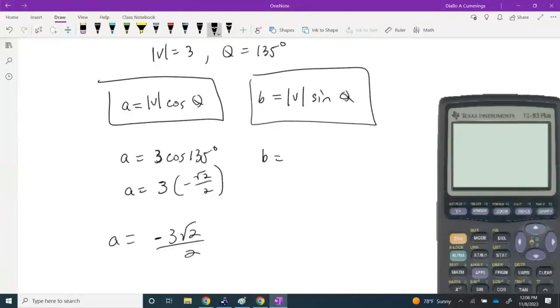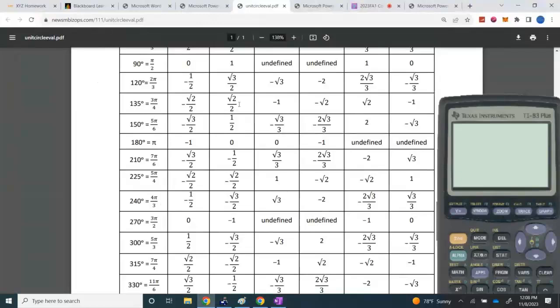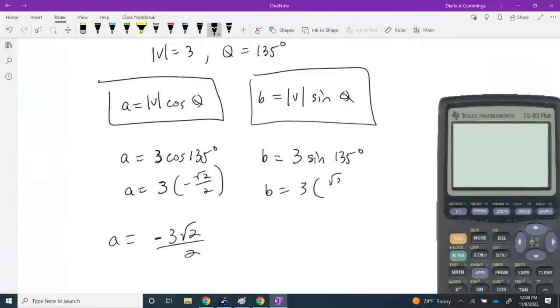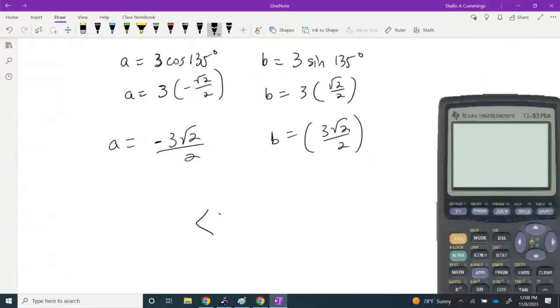I can find B, right? The magnitude of vector v is 3 times the sine of 135 degrees. So if we take a look back at the unit circle function values, the sine of 135 degrees is square root of 2 over 2. So combining those, I get positive 3 square root of 2 over 2. So we have negative 3 square root of 2 over 2, comma 3 square root of 2 over 2.